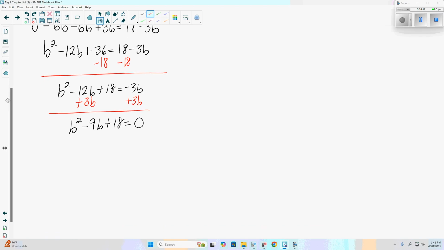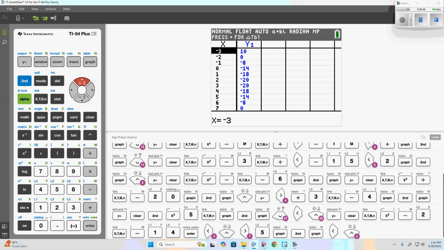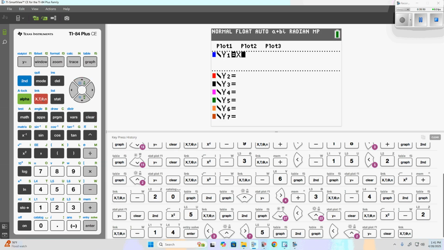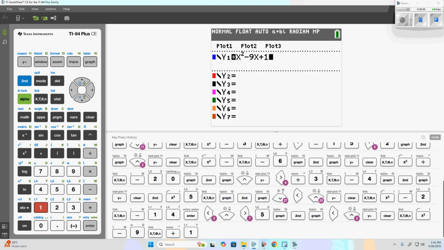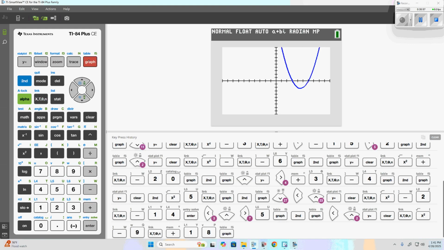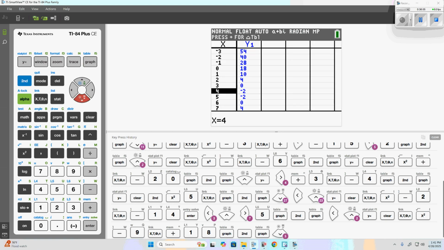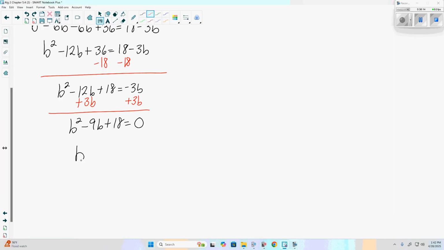Now at this point here, just like we've been doing, I think y'all are going to want to stick with the calculator. We can say x squared minus 9x plus 18 graph. Again, we have two solutions. Incidentally, this time both of the solutions are positive values. When x is 3, the y value is 0. When x is 6, the y value is 0. So here, b is equal to 3, and b is equal to 6.